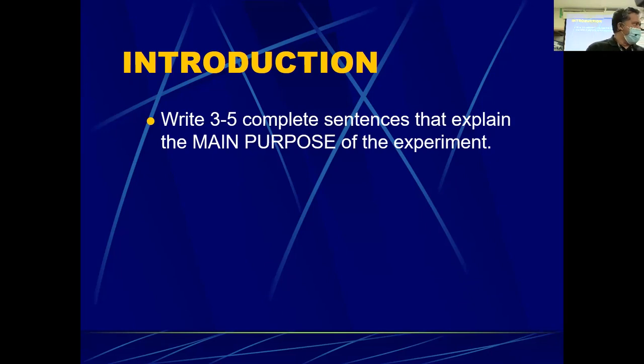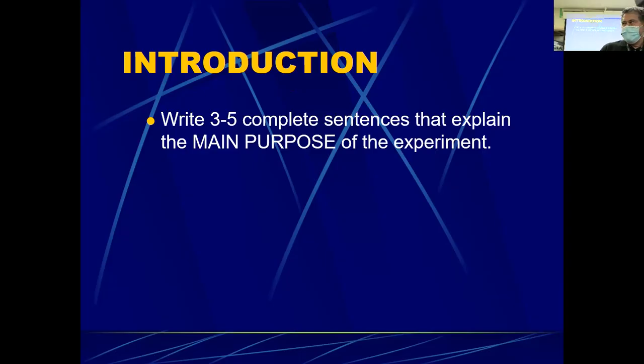So I'm going to tell you exactly what I'm going to look for when I take a look at the lab report, and I should be able to check off 12 items. The first item I'm going to take a look at is, did you say something about the main point? It says here, write 3 to 5 complete sentences that explain the main purpose or the main point of the experiment.